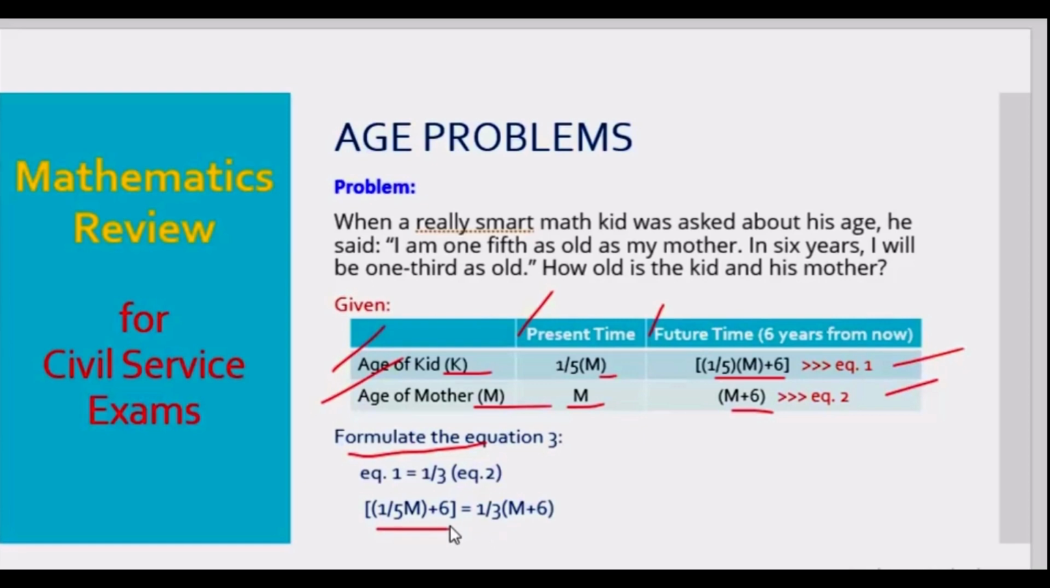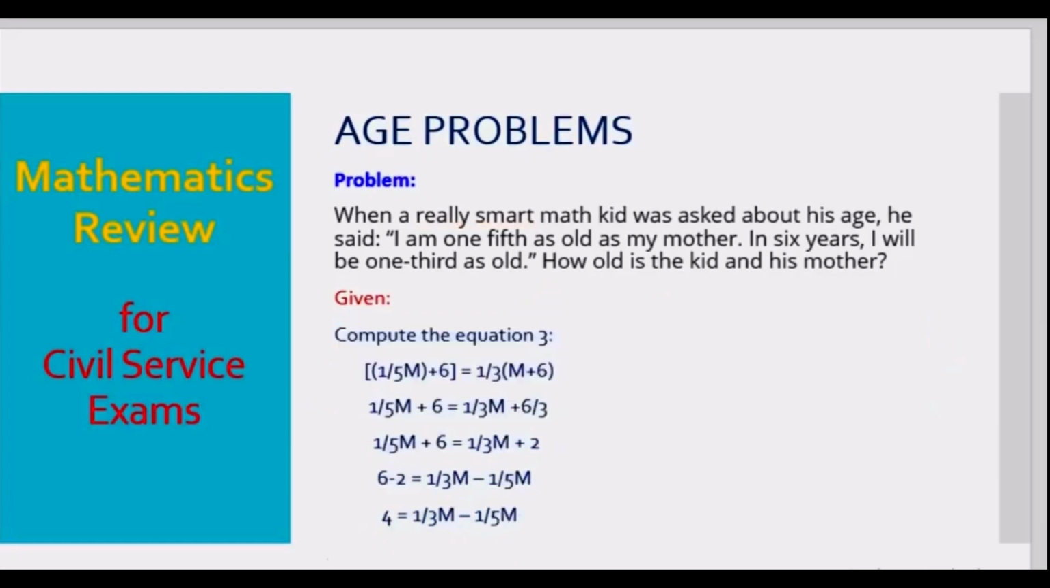So the age of the kid 6 years from now, which is 1/5 M plus 6, is equals to 1/3 of the age of the mother 6 years from now. Okay. So this is the age of mother 6 years from now. Multiply mo lang siya ng 1/3. Okay, moving forward. So this is the equation now.